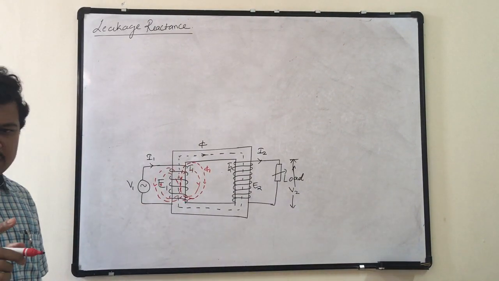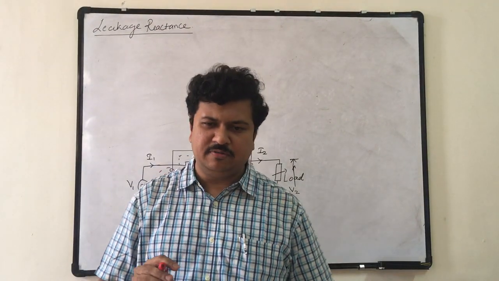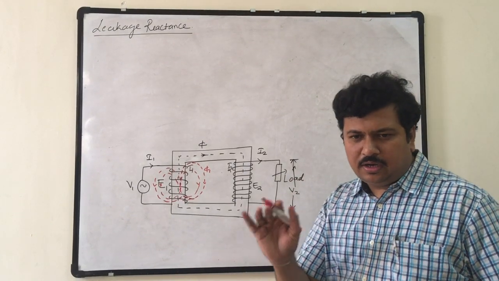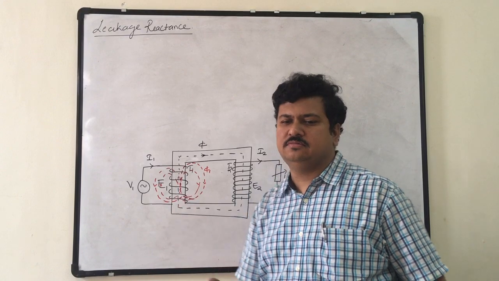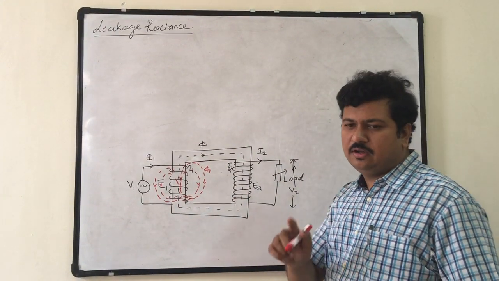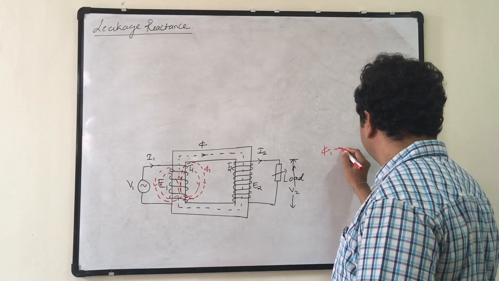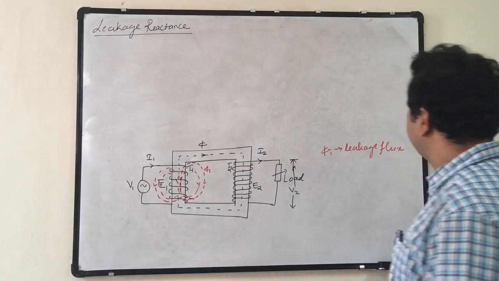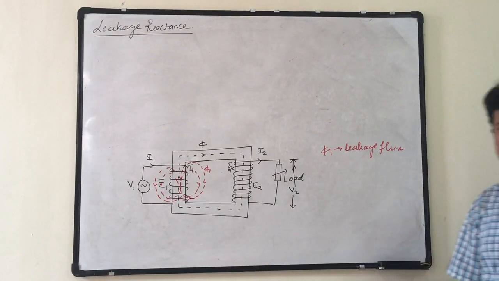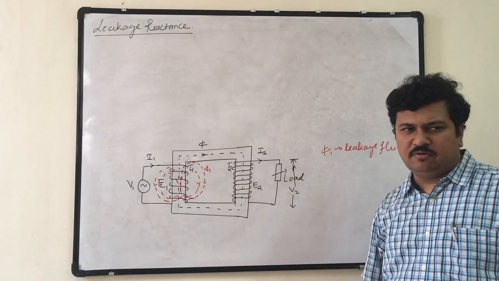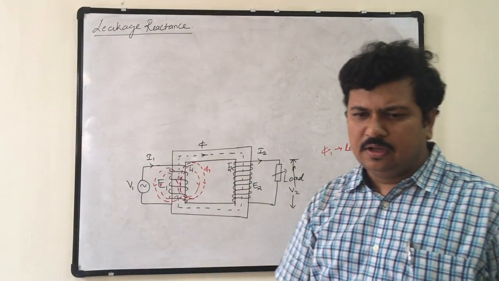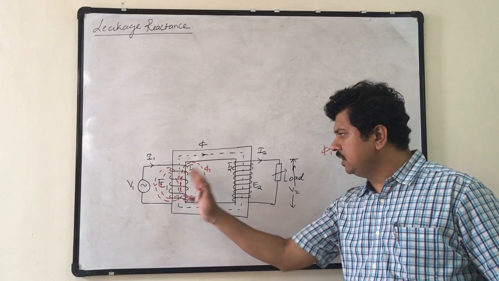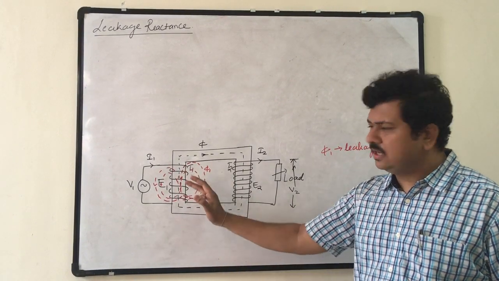So phi 1 is the small amount of total flux produced by the primary winding, which is not linking to the secondary winding. Anything that does not link, we take it as leaking. So this phi 1 is called primary leakage flux. This part of flux phi 1, which is very small in quantity, is not linking to the secondary winding. It is simply completing its path near the primary winding, and it is happily residing only in the primary winding.